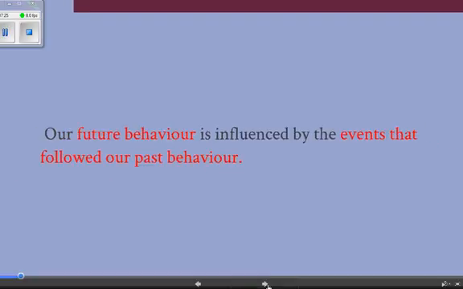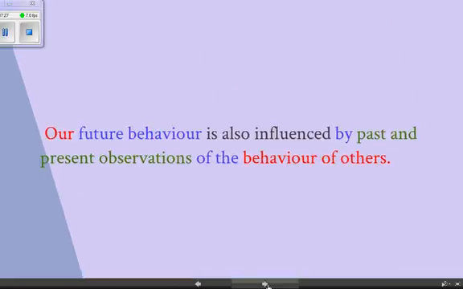Also, we need to remember something else. Our future behavior is influenced by the observation of the behavior of the others that happened in the past and the present. So past and present observations of the behavior of the others. So you're in the class that Tuesday, you're not late, but you saw Marika coming late.